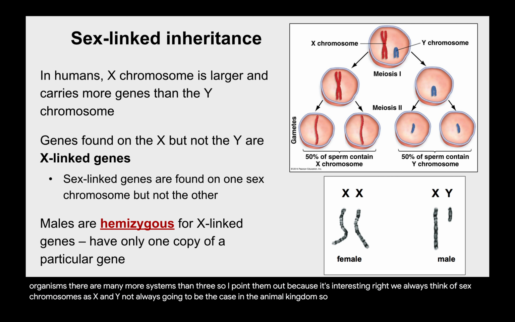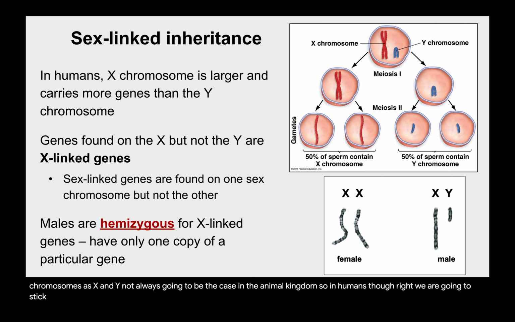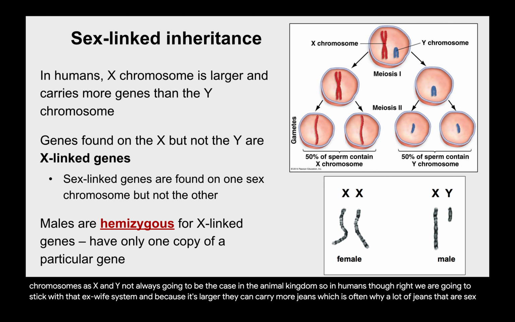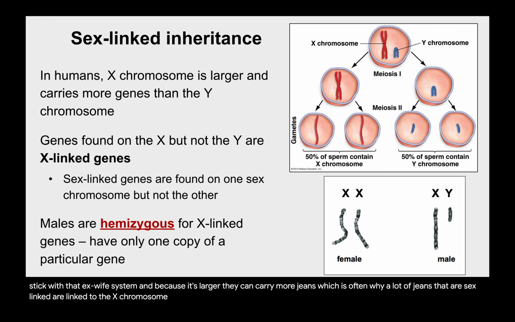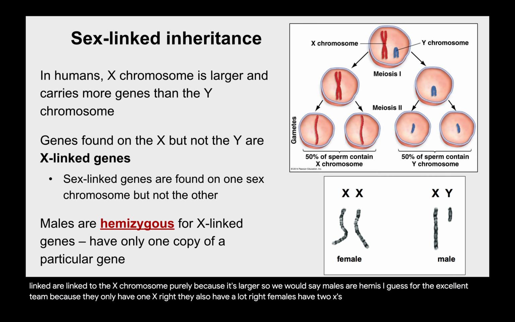So in humans, we are going to stick with that XY system. The X chromosome tends to be larger, and because it's larger, it can carry more genes, which is often why a lot of genes that are sex-linked are linked to the X chromosome. Purely because it's larger, it can carry more genes. So we would say males are hemizygous for the X-linked gene because they only have one X. They also have a Y. Females have two X's and no Ys.